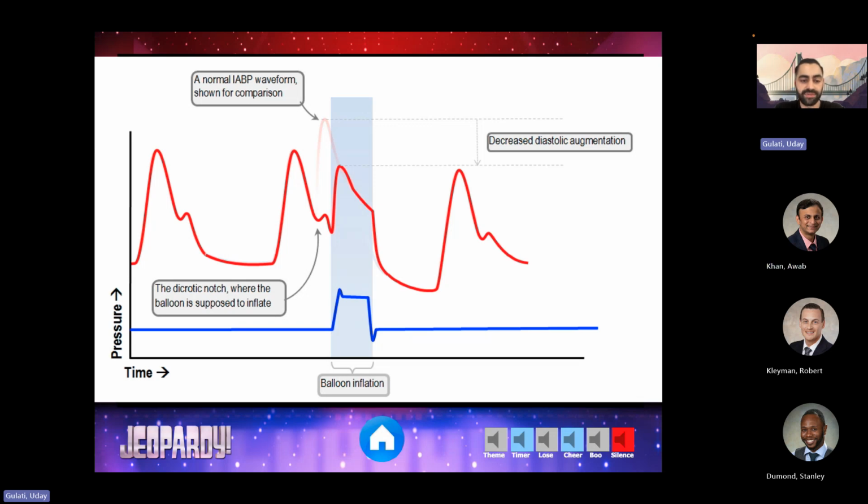So if it's inflating too late, then you're not going to get the same benefit from the balloon pump. You're getting suboptimal augmentation of your diastolic blood pressure, and so your coronary perfusion is not going to be as good as it was before. To correct this, you just want to adjust the timing of the balloon pump so it inflates at the dicrotic notch.